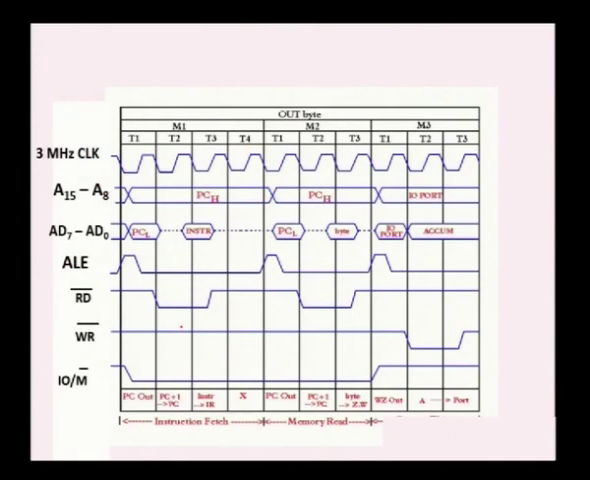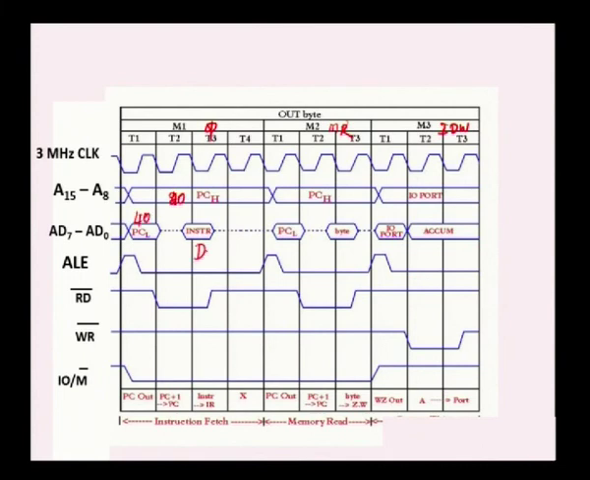This is the timing diagram for the OUT instruction. This is M1, which is opcode fetch, this is M2, memory read, and this is I/O write operation. This is the opcode fetch, which consists of 4 T states. Here we have to write the address we considered in the previous example: higher order 20, lower order 40.